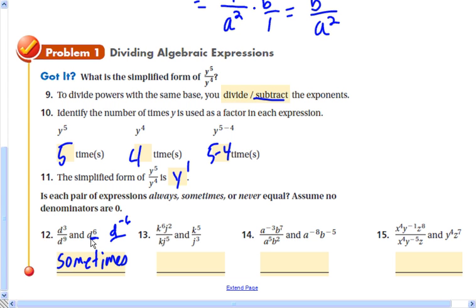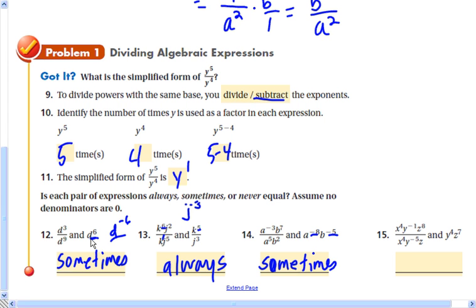The next one, 13, if we take 6 minus 1, we get k to the 5th power. And if we take 2 minus 5, we get negative 3rd power. Well, j to the negative third power is the same as 1 over j to the third, so this will always be true. So we get negative 3 minus 5 is negative 8. That's true. 7 minus 2 is negative 5. That's not true. So again, we can say sometimes. If both our bases are equal to 1, then it would be true, but that's the only case.